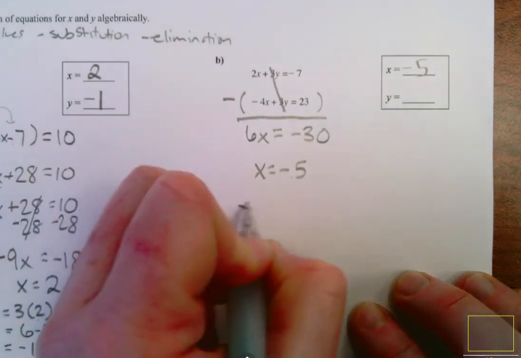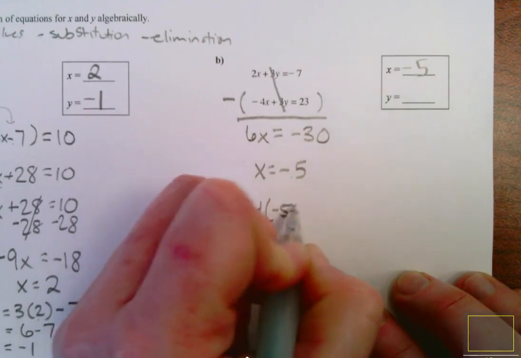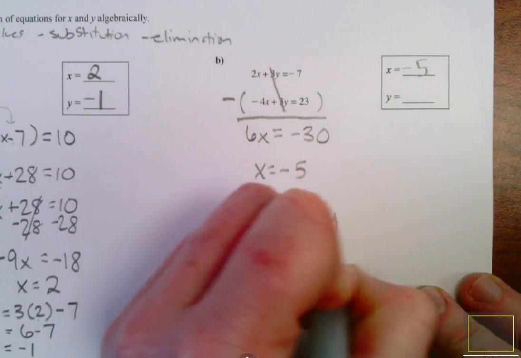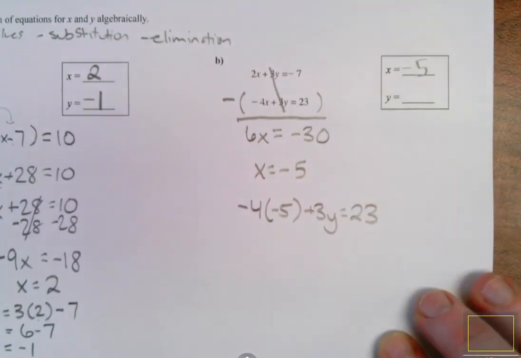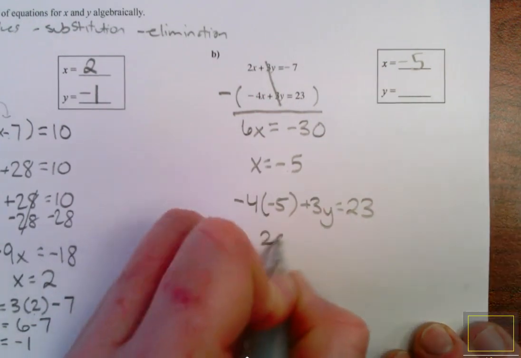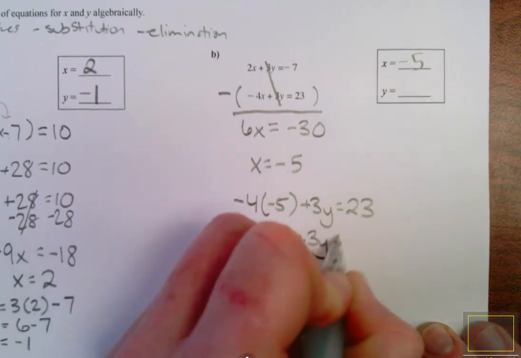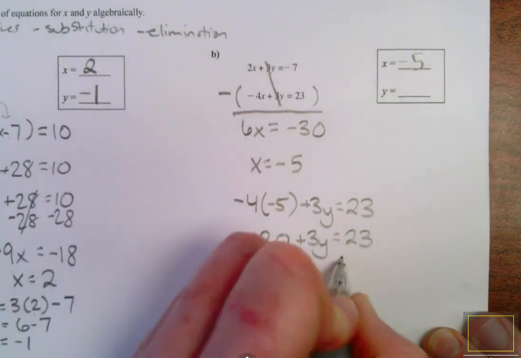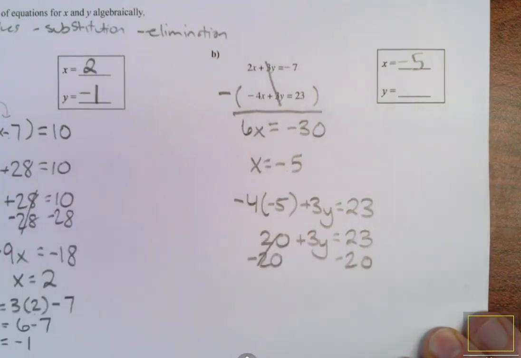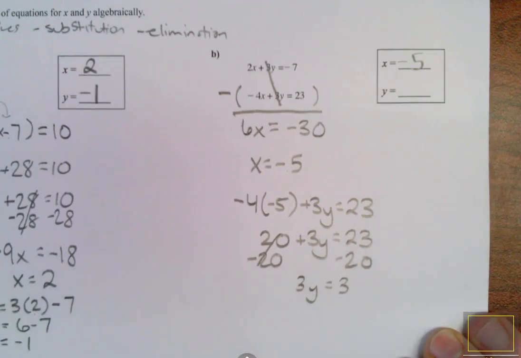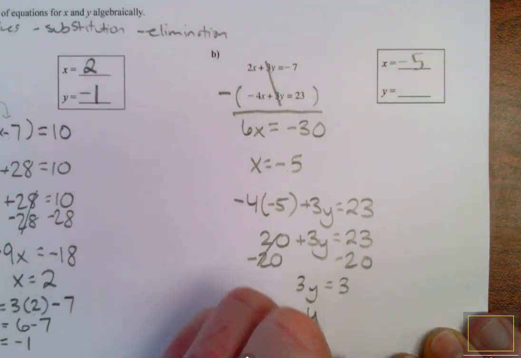I have negative 4 times negative 5, because that's x, negative 4 times x, plus 3y equals 23. Negative 4 times negative 5 is 20. Solving for y, so we're going to subtract 20. 3y equals 3. So y is 1.